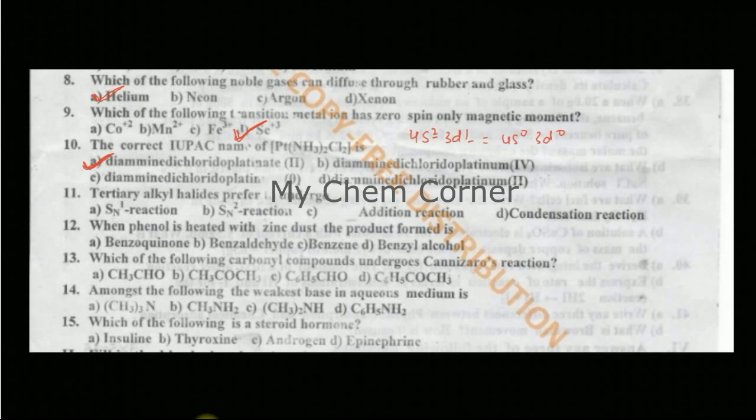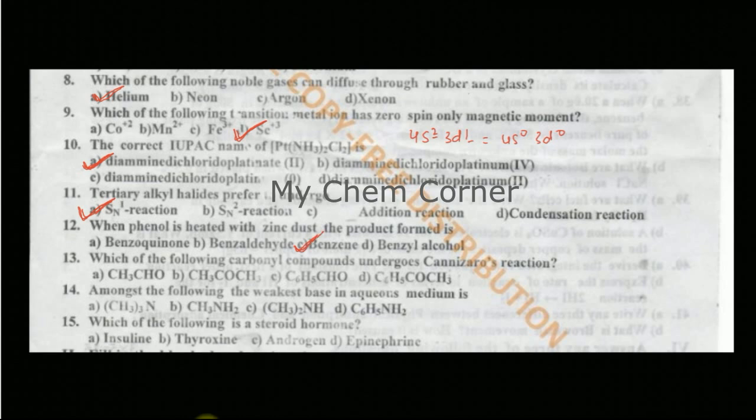Next one is tertiary alkyl halide prefers to undergo SN1 reaction only. When phenol is heated with zinc dust, the product formed is benzoquinone, benzaldehyde, benzene or benzyl alcohol. Remember, zinc dust is one of the important reactions. Whenever you take phenol and treat it with zinc dust, the only answer you get is benzene.